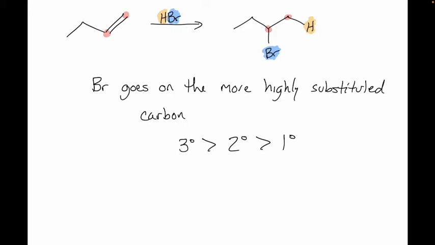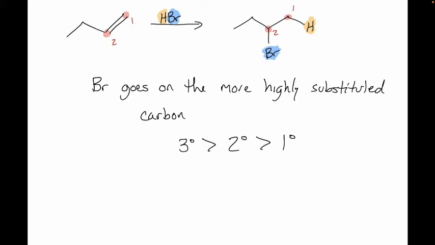Okay, so that's why I picked carbon 2. Right, so this is carbon 1, this is carbon 2. That's why I put the bromine on carbon 2 instead of carbon 1. Because carbon 2 has two carbon neighbors, carbon 1 only has one carbon neighbor. Right, carbon 1 is a primary carbon, carbon 2 is a secondary carbon. Okay, so it's going to go on the more highly substituted carbon.